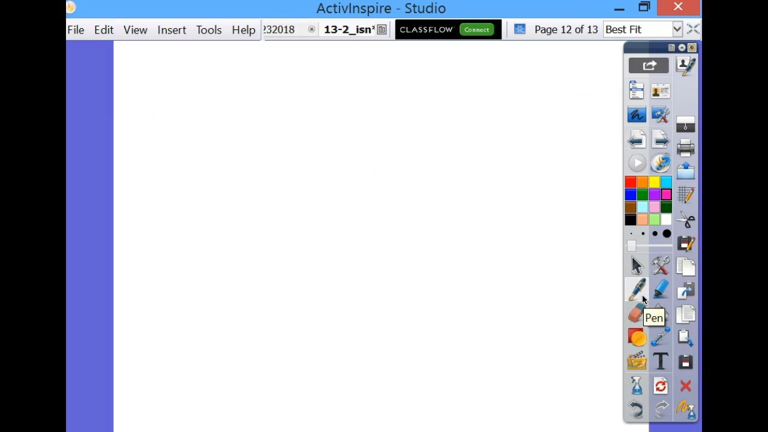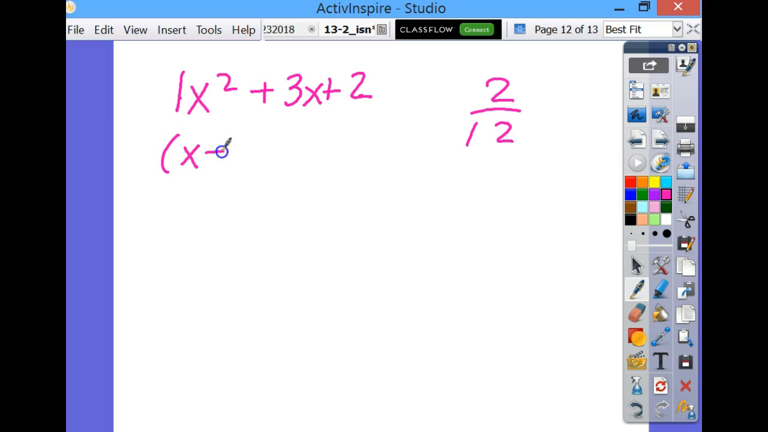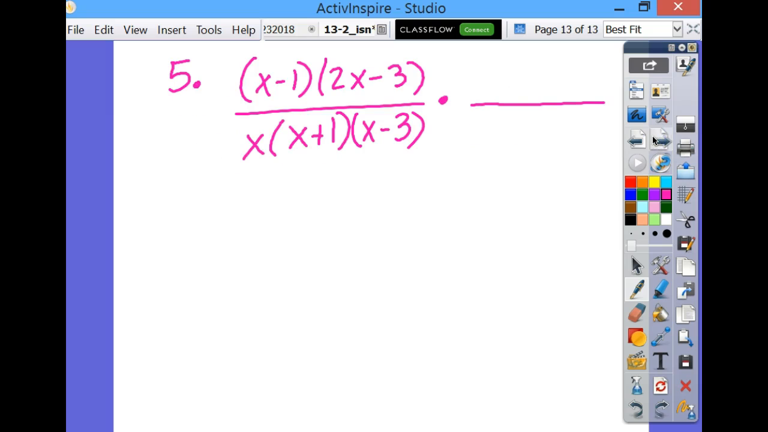My next numerator is like this. First times last is 2. The factors of 2 are 1 and 2. Everything is positive, so this is how it is going to factor for the next numerator. This is x plus 1, x plus 2.